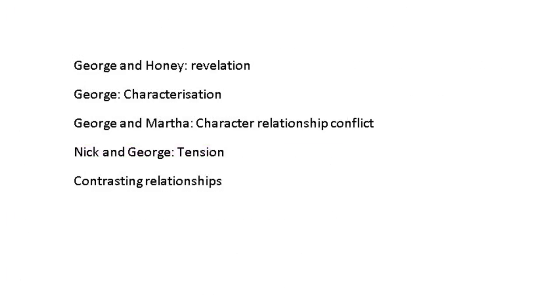Now, as you can see at the moment, we've got 5 main points, I suppose, identified. Tension between George and Honey, George's characterisation, George and Martha's character relationship, and this conflict, Nick and George, and the threat of conflict because of George's treatment of Honey, and then the contrasting relationships. Each one of those I intend to create a bullet point for.